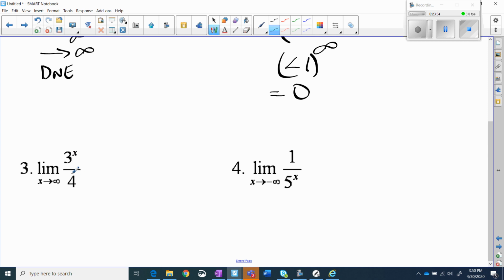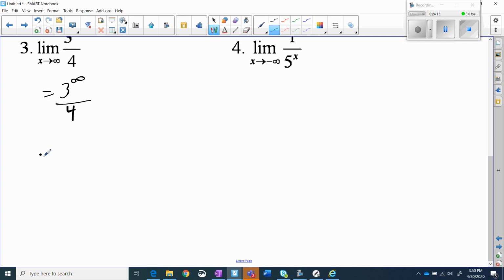Okay, let's look at this one. So here the x is only on the exponent. So I would say I've got 3 to an infinitely big number in the numerator, and I'm going to divide it by 4. Well, this numerator is going to be such a large number, and it's going to keep getting bigger and bigger and bigger all the time. So if you have an infinitely large number and you divide it by 4, you're still just going to keep getting answers that are bigger and bigger and bigger all the time, which will be another does not exist.